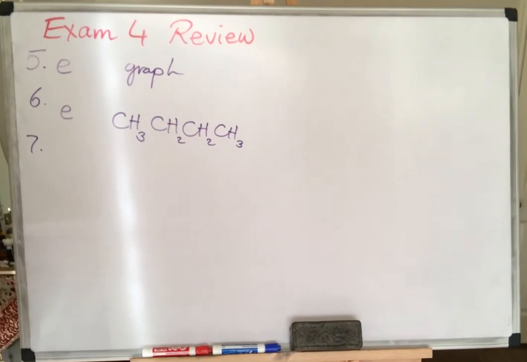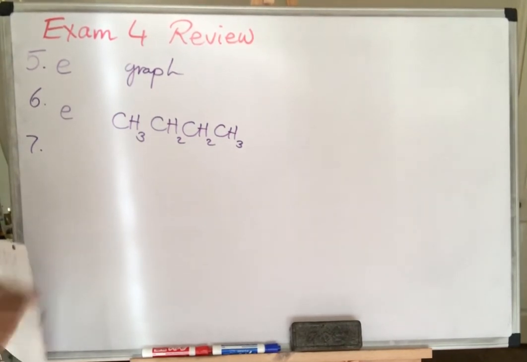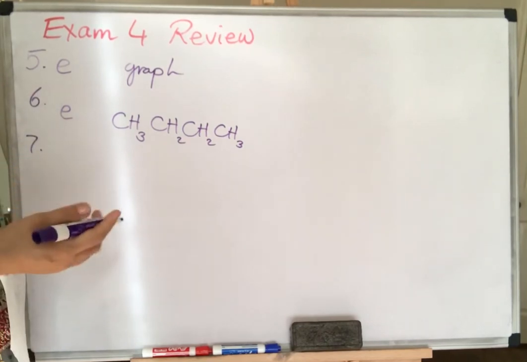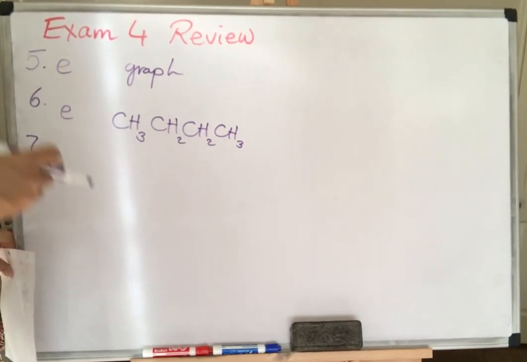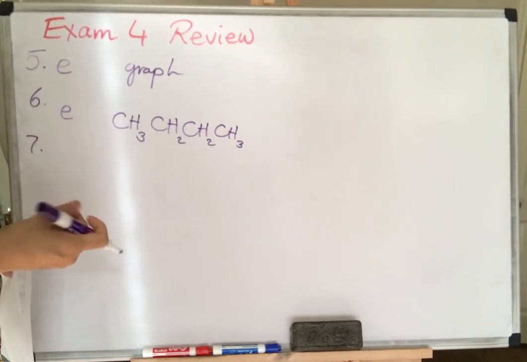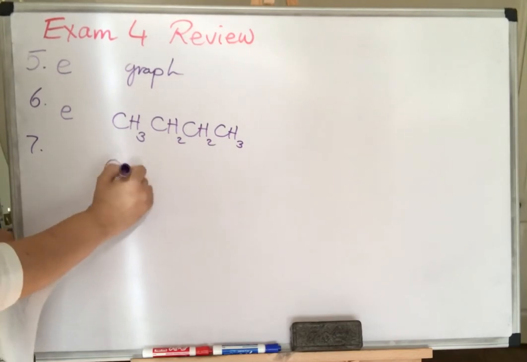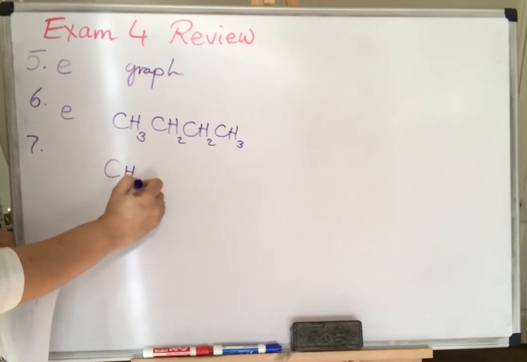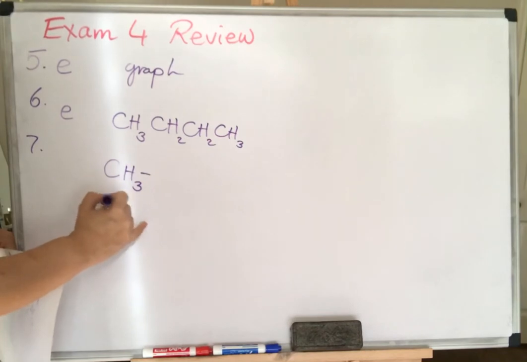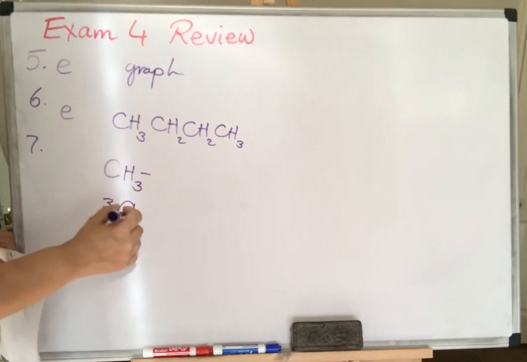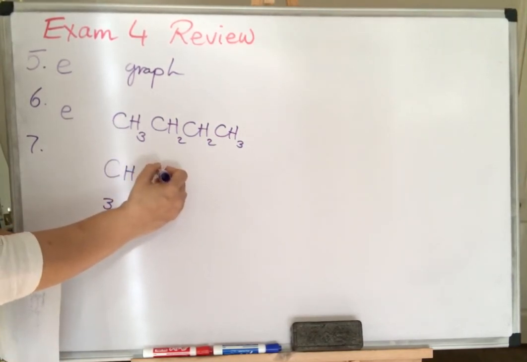For question number 7, what is the major product upon addition of HCl to propene? First of all, we need to know the formula for propene. We have memorized the formula for propane. If it was propane, it would have 3 carbons. Now this is propene, so this is an alkene.